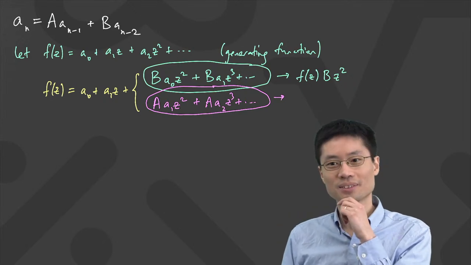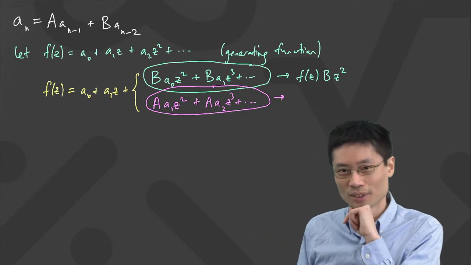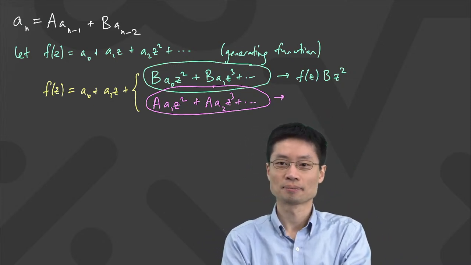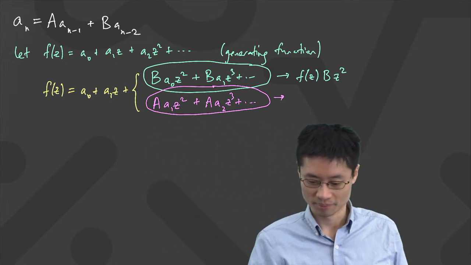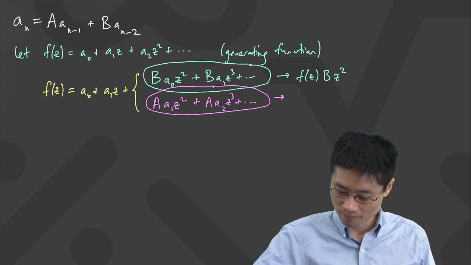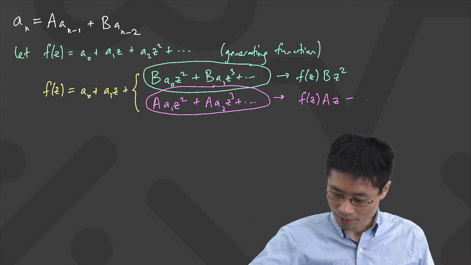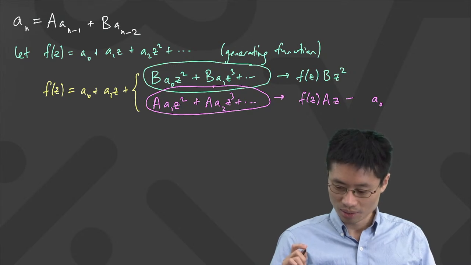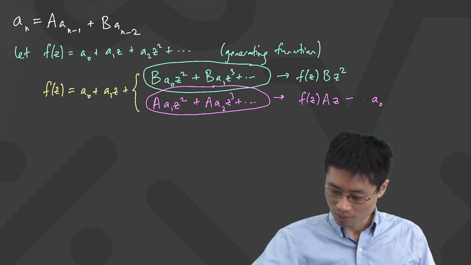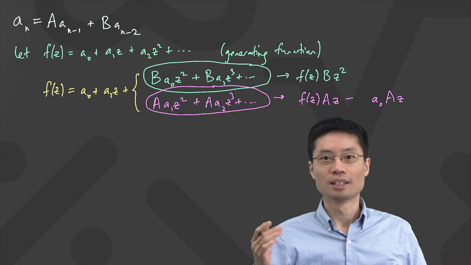How about the second one? What's the second one? Charles, yeah, Charlie. f of z, a z, but then we have to subtract out the a naught term. How do you want to subtract out the a naught term? Straight up, just like this? Yes, a naught times a z. You know what? This actually works. Yes, this is good. So are people okay with this?